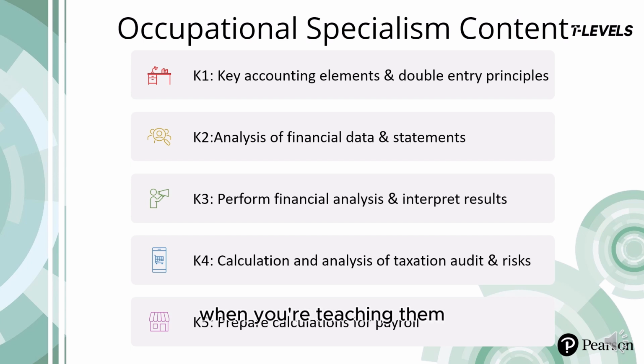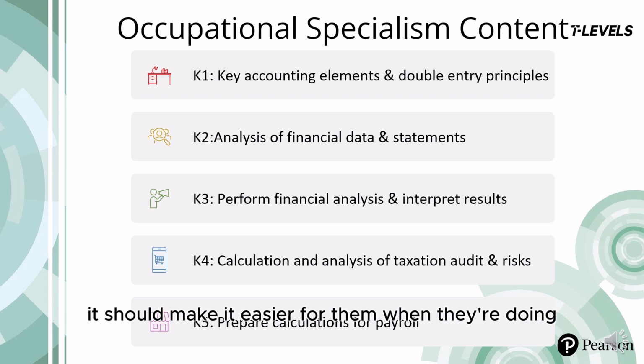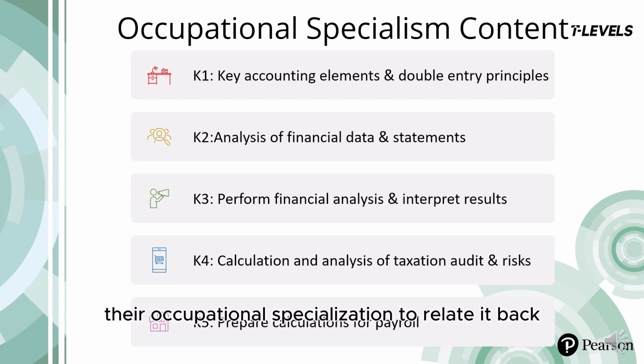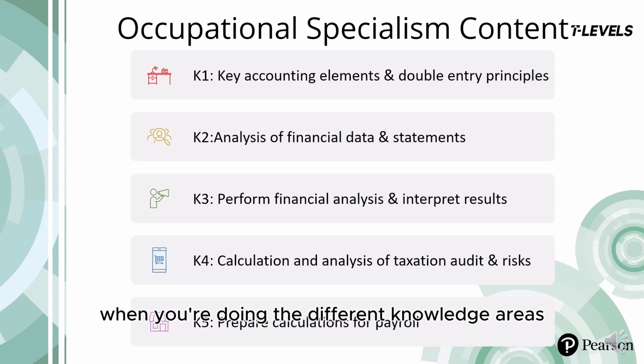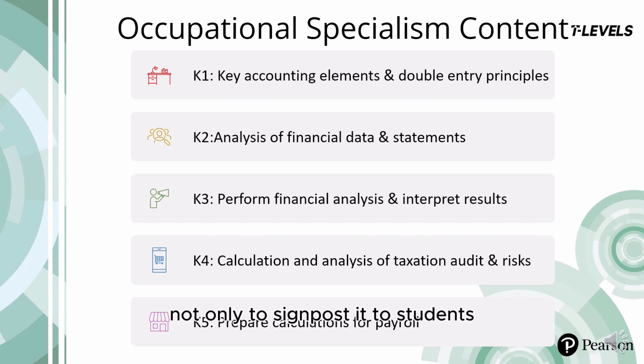If students are aware, and you're teaching them how the knowledge and skills directly relate to the performance outcome or the task, it should make it easier for them when they're doing their occupational specialism to relate it back. So it would be useful, when you're doing the different knowledge areas, not only to signpost it to students, but maybe have a series of mini OS tasks that you can use, so that as you're going through in class and students are learning this knowledge, they can see that direct correlation between, oh, I need to learn this skill and this knowledge because it has this outcome in my assessment.